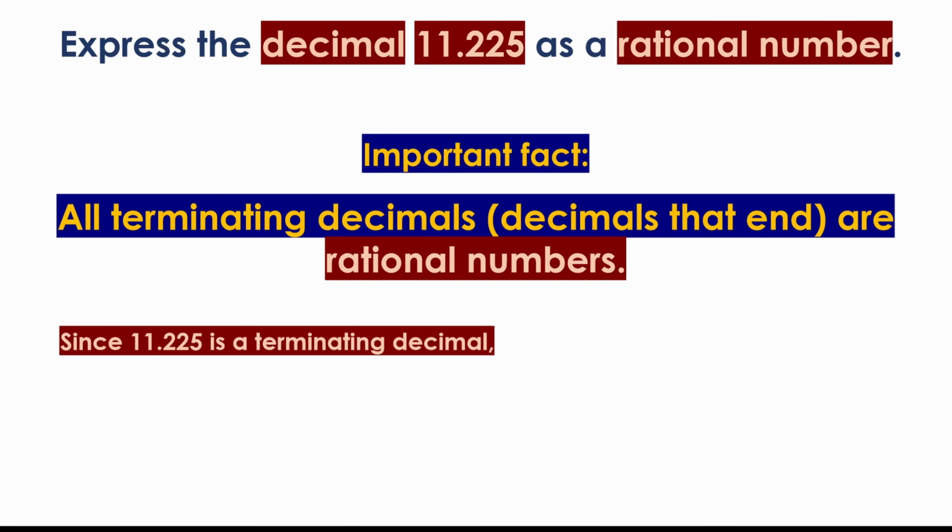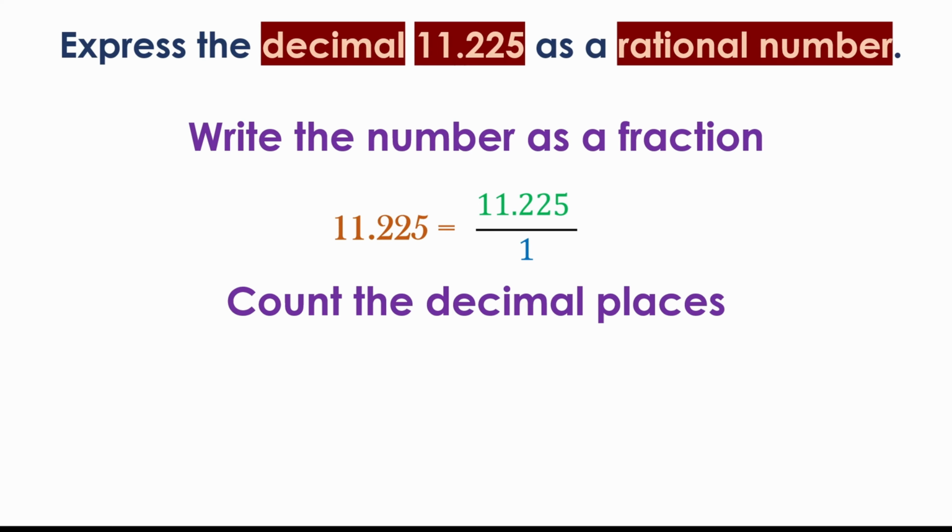We need to write the number in fraction format, so I can write that as 11.225 over 1. Now we need to count the decimal places in order to get closer to the rational number. I counted 1, 2, and 3. So there are 3 decimal places.